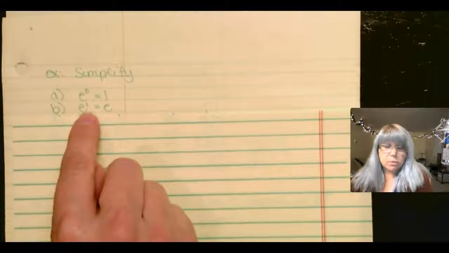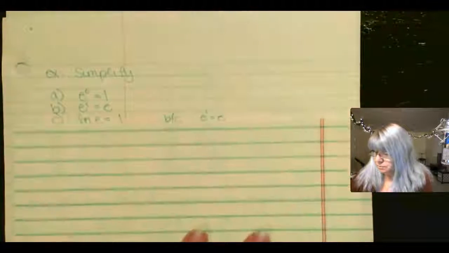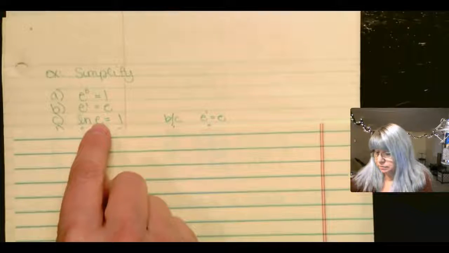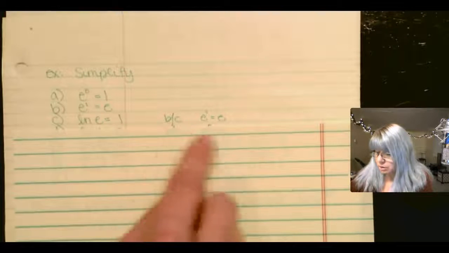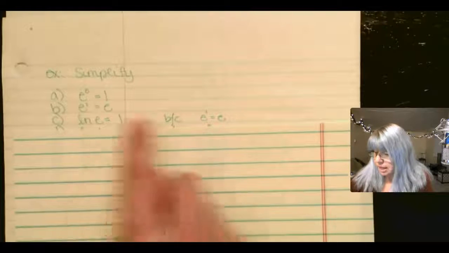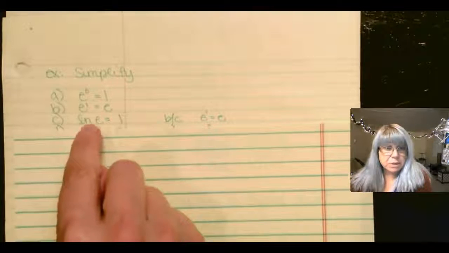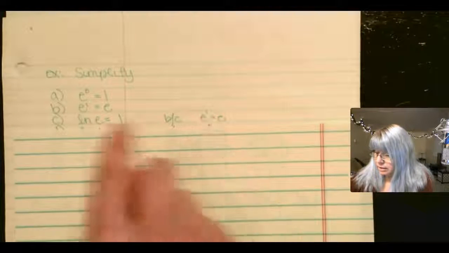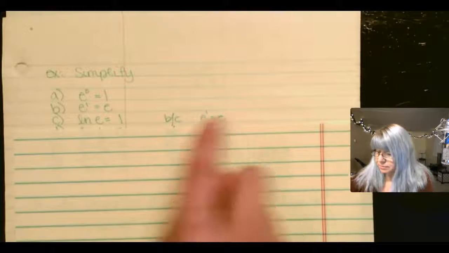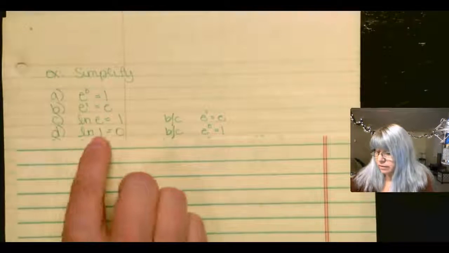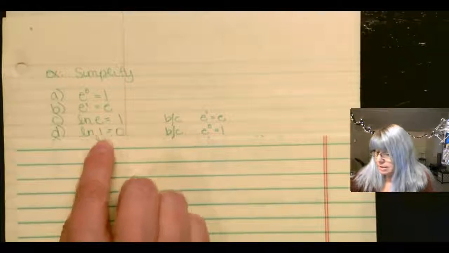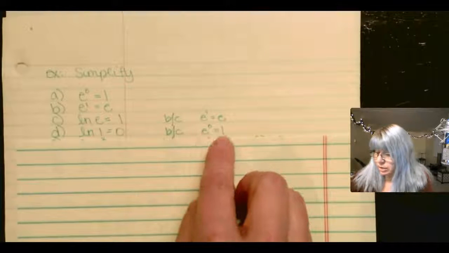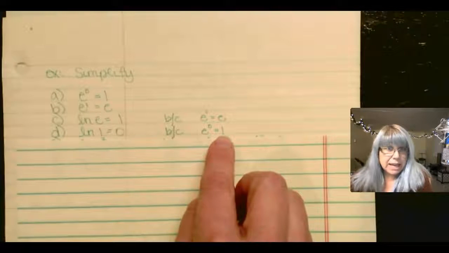E to the first power, well, that's e. The ln of e equals 1, because if we rewrote this, remember the base is e, e to the 1 equals e. Ln of 1, well, it's 0 because e to the 0 equals 1, if we wrote it exponentially.